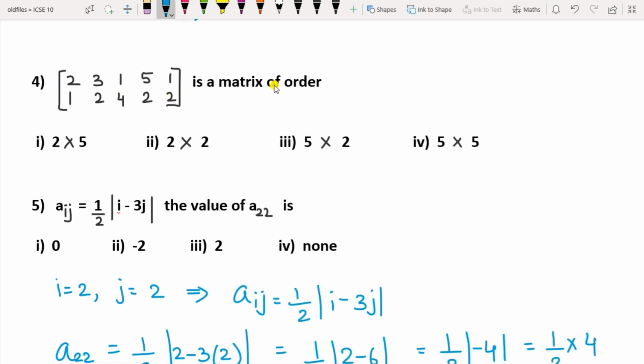This matrix is of the order of? So here the rows are 2 and the columns are 5. So 2 by 5. First you have to write the row and then the column. So this is the correct option.